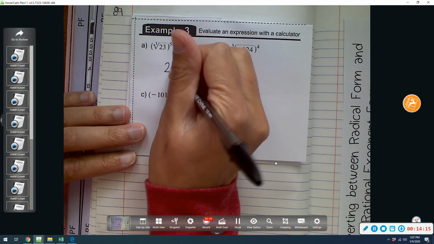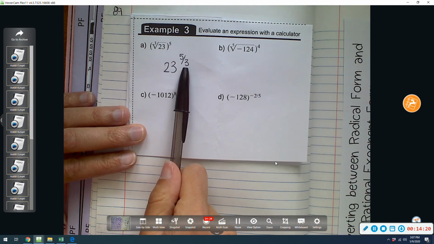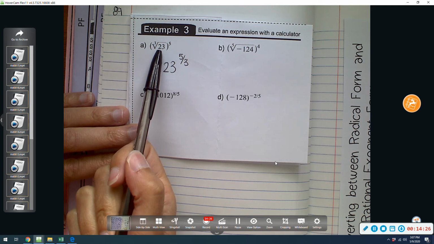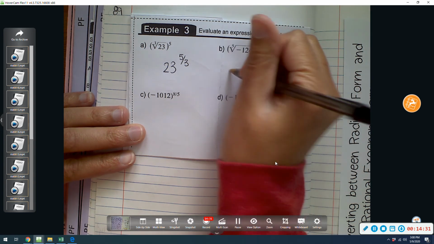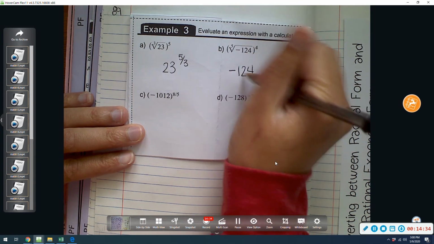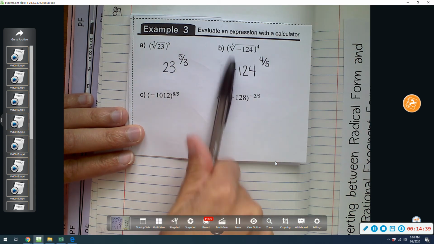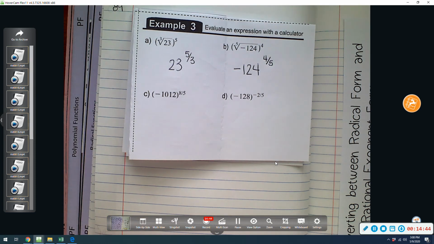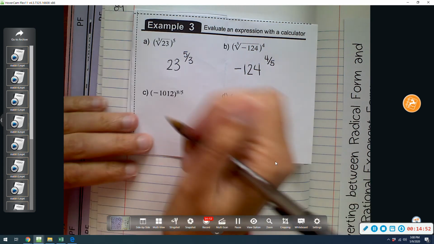So that 23 would stay. The 3 is your index, so it would go under. So 5 to the 3rd. I can't do that because I looked at that first one and thought, how do I even do that? I can't take the cube root of 23, and I don't want to do 23 to the 5th power. So I'm just leaving it like that. If you can't do it without a calculator, I'm not feeling that. That negative 124 to the 4/5 power: because the 5 is the index, it goes under. And I don't know the 5th root of 124. It might be 2. No, definitely not. 3? No. I don't know. Can't do it.